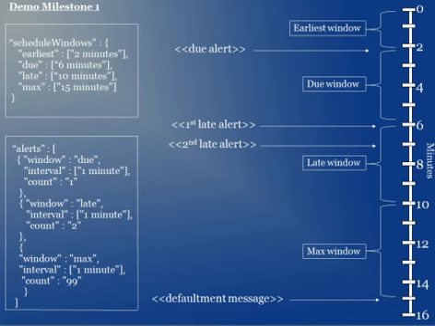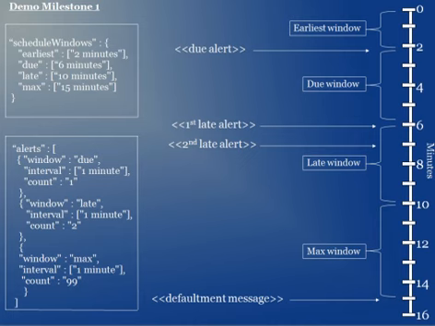The first alert is sent during the due window at an interval of 1 minute. This means that the first alert will be sent at the start of the due window, so after 2 minutes from the start of the milestone. Because the count is only 1, this alert will only be sent once. After this alert, patients should be aware that they need to complete milestone 1.